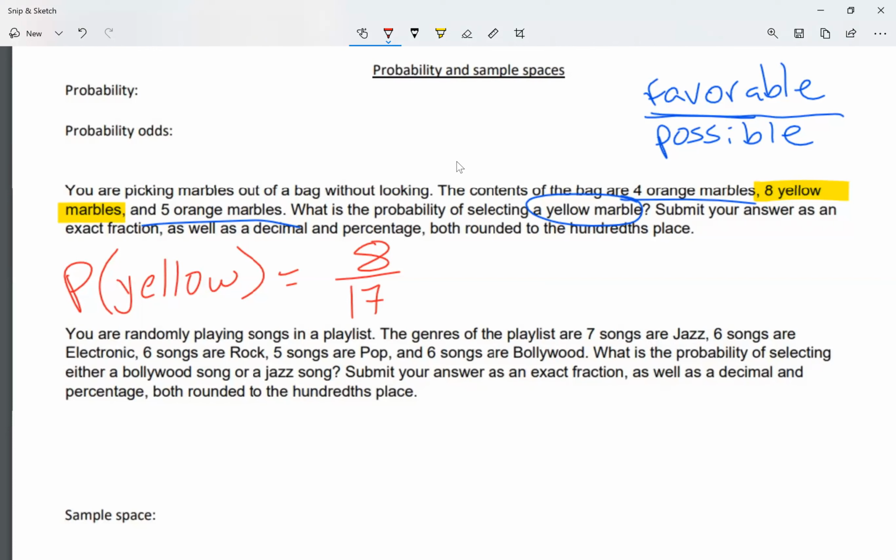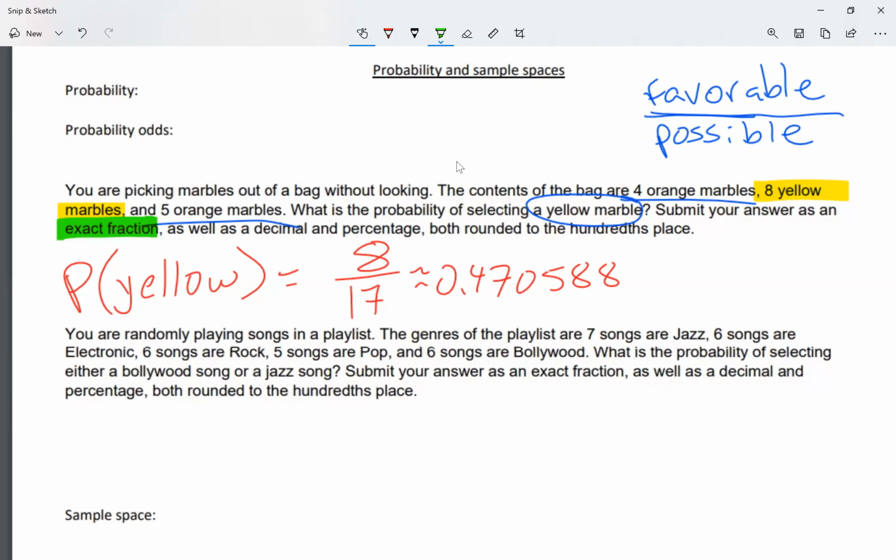Let me grab my calculator. I'm gonna grab my calculator here at the side and I'm gonna go 8 divided by 17. According to my calculator, I get 0.470588. Okay, so I have it as a fraction and I have it as a decimal. Let me take a look at the instructions now. So let me continue reading this. Submit your answer as an exact fraction, as well as a decimal and a percentage. Now, both rounded to the hundredths place.